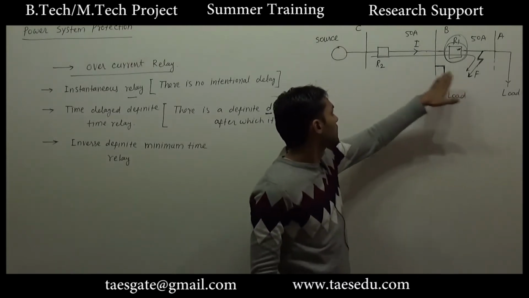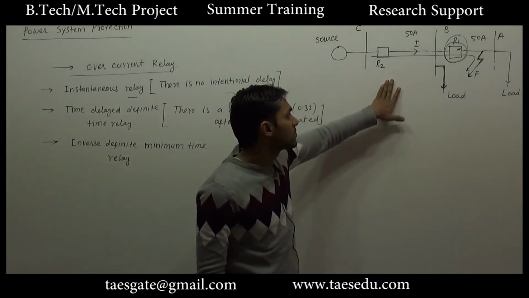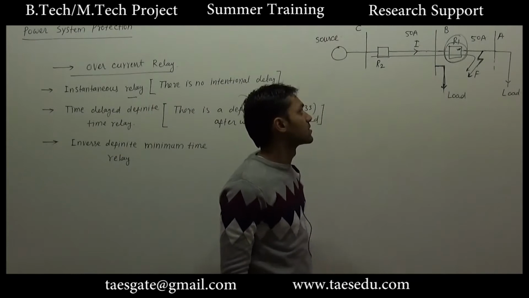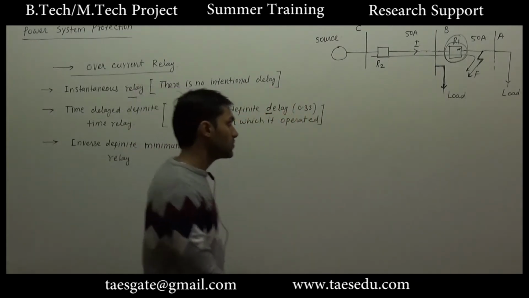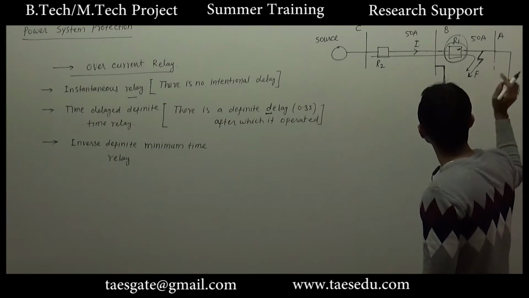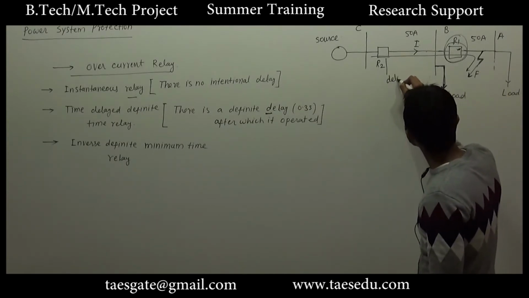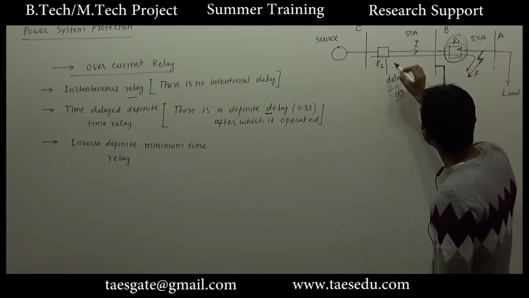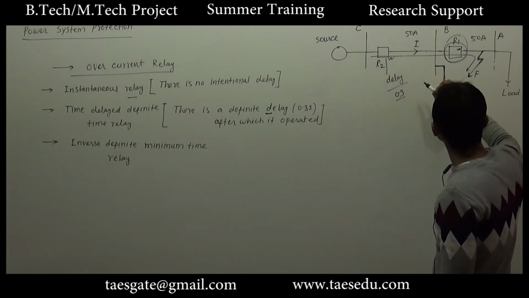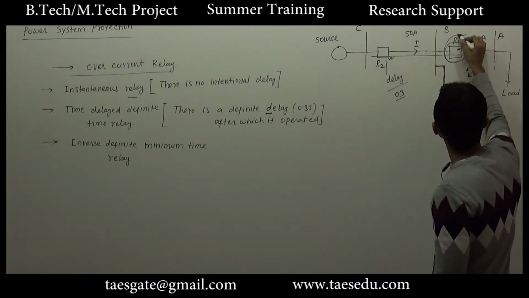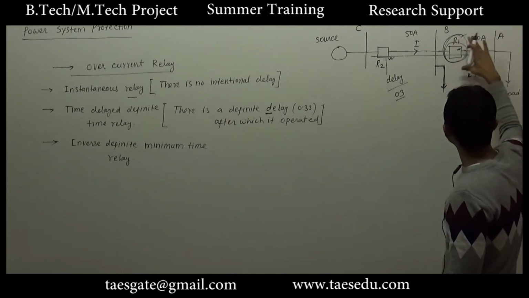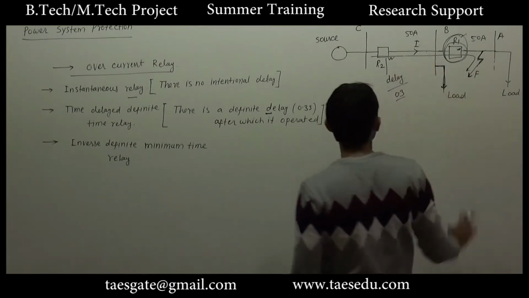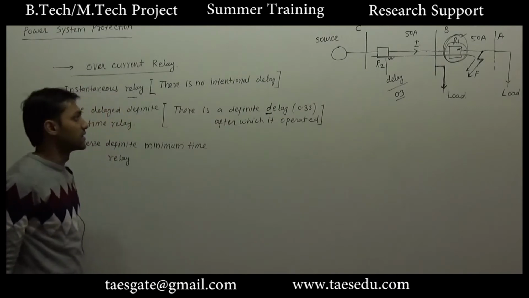Because if for this fault R2 operates, it will unnecessarily isolate this part from the electrical supply. So what do we want? For this fault, we will provide a delay to this relay, let's say 0.3 second. So relay R2 will wait for relay 1 to operate. If this relay operates, it will isolate this part of the circuit. If this does not operate, then R2 will operate. So this is the use of providing delay in the relay.